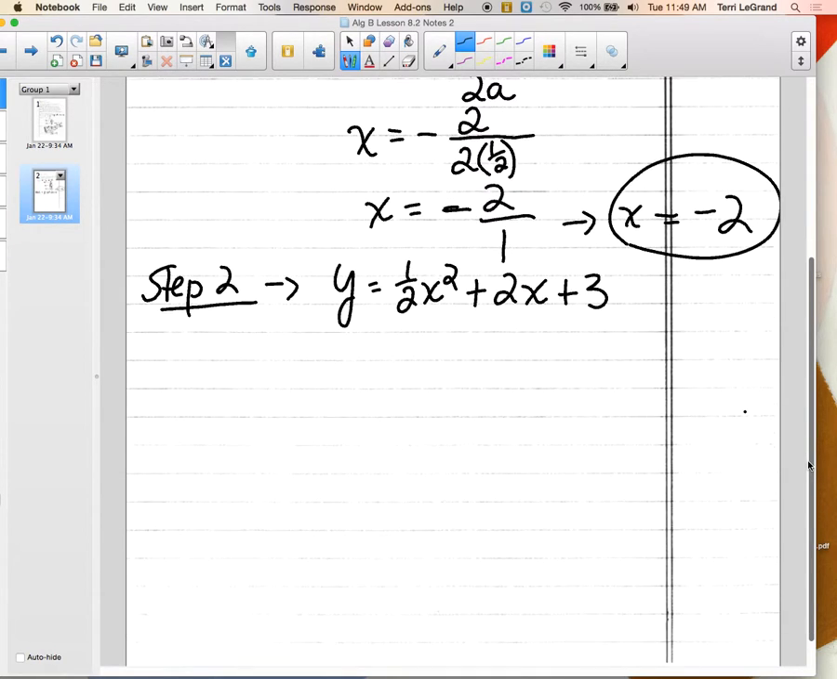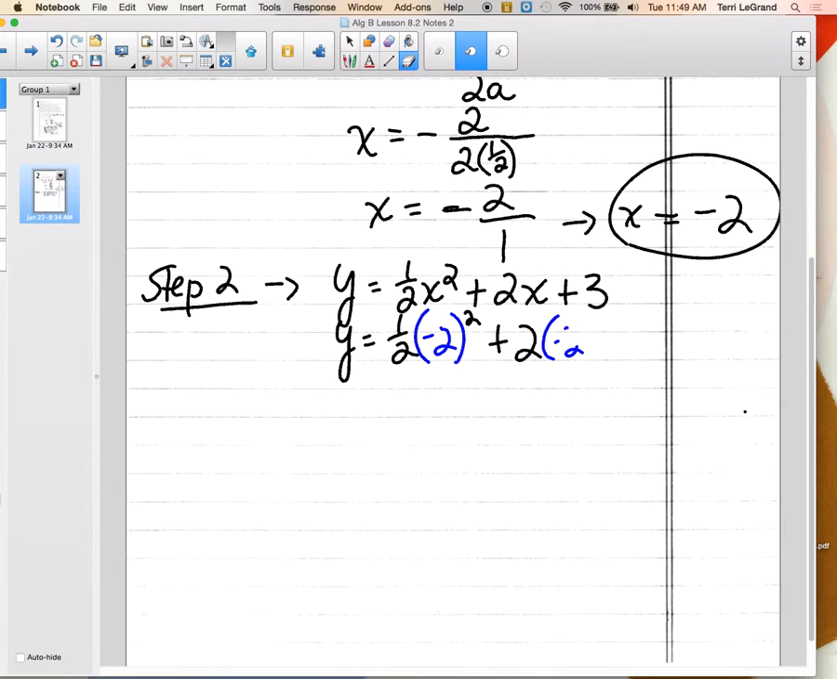So we'll substitute in. So y equals 1/2. I'm going to put what in for x? Negative 2. I'm going to put what in for x in the next term? Negative 2. Same thing again. X is negative 2. And then we have our plus 3.